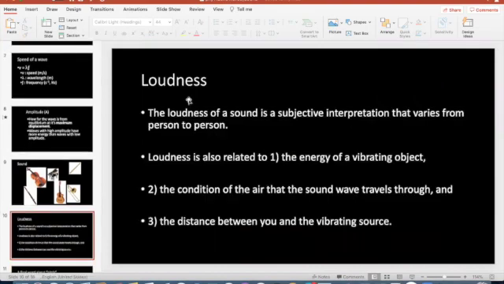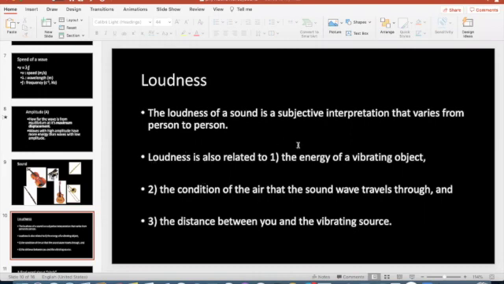All right, so loudness of sound is subjective from person to person. What I consider loud may be different from what you consider loud. Also, if we're at a concert and you've got front row seats and I'm all the way in the back, your distance to the speaker is shorter than my distance to the speaker. So the loudness of the sound may be different for me than for you.